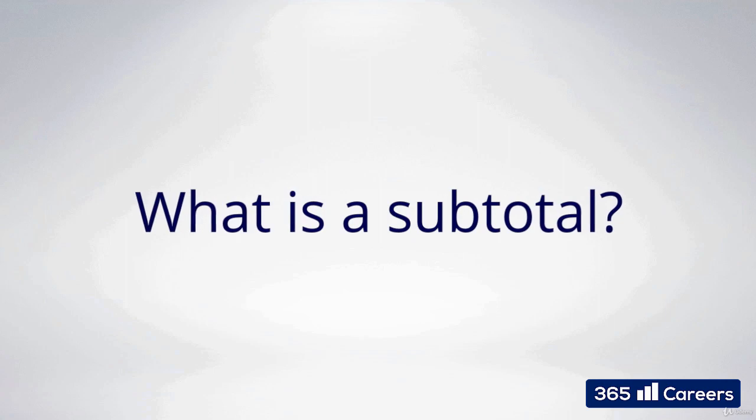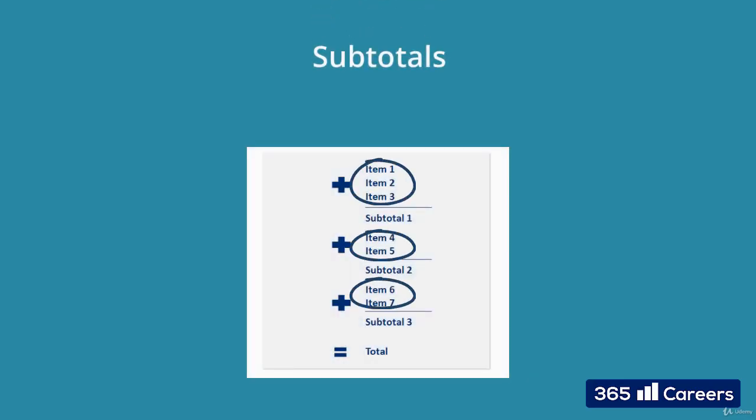A subtotal is the sum of two or more items. Usually the items are summed because they belong to the same category. The subtotal is then summed with other subtotals, and we subsequently arrive at the total.